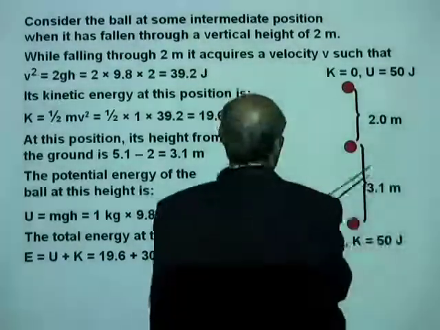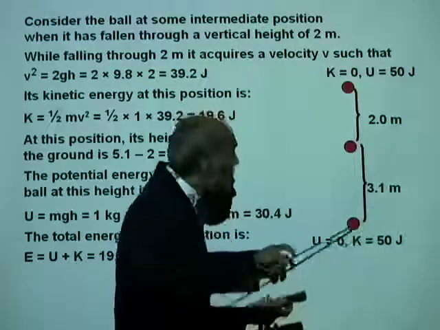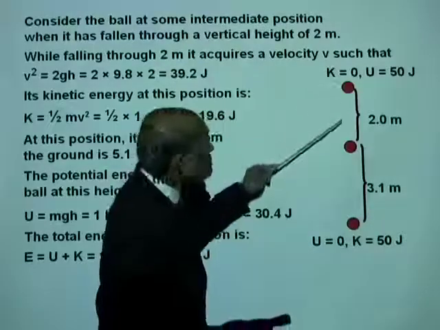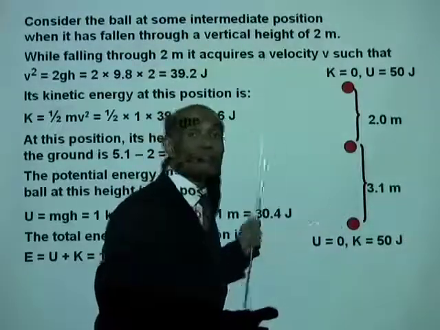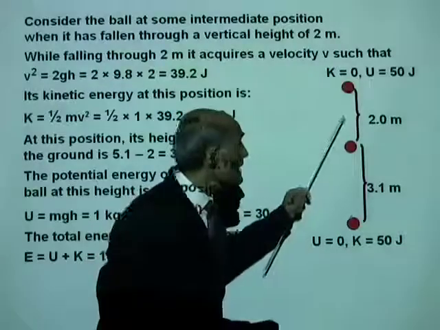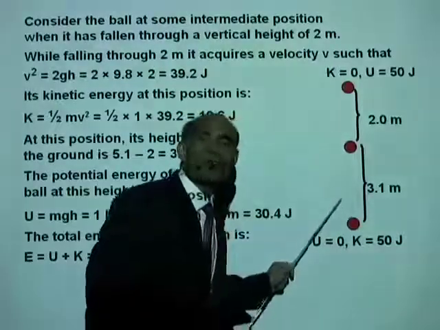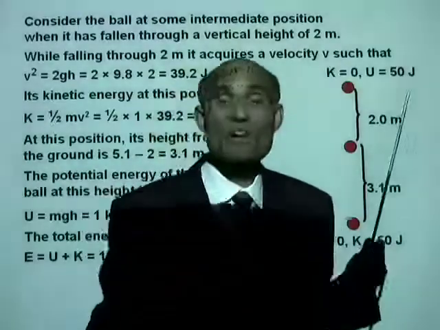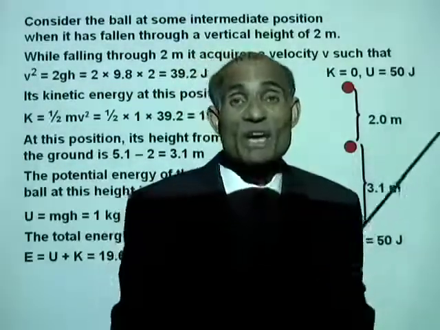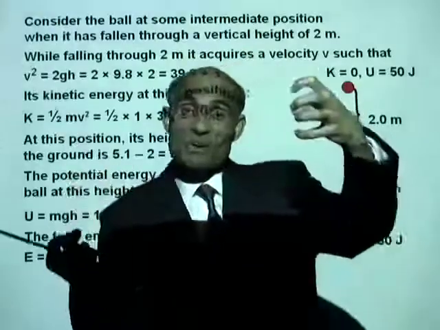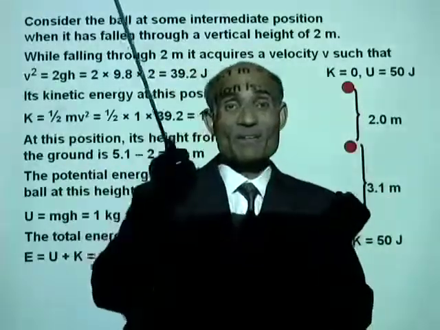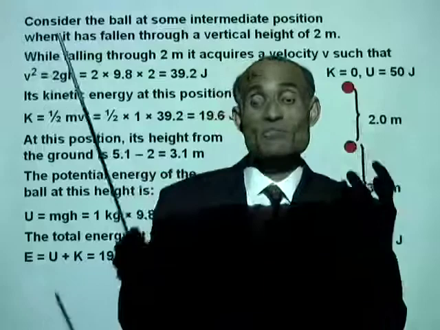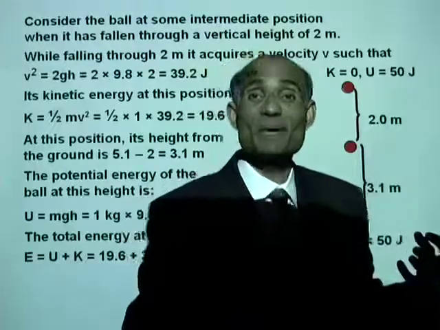In other words, when you raise the ball and allow it to fall, the total energy at any position will be the same, 50 joules. That is the essence of conservation of energy. Energy keeps changing from one form to another, but the total energy always remains the same.